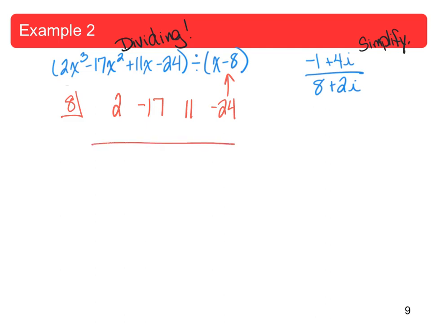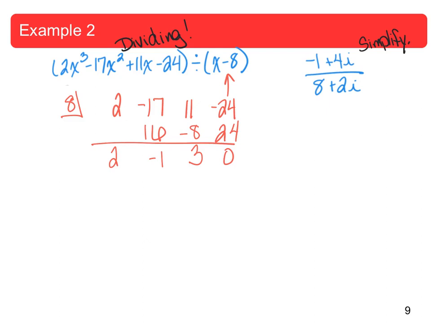In order to do synthetic division, I'm going to bring my 2 down. Okay, 8 times 2 is 16. Negative 17 plus 16 is negative 1. 8 times negative 1 is negative 8. 8 times 3 is 24.